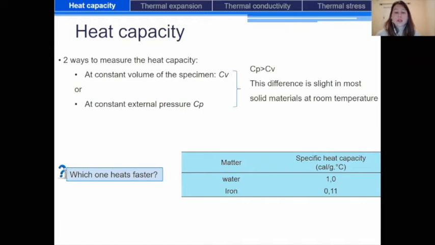So now if we compare the information that is written in this table, so we are comparing water and iron, you can see that the specific heat capacity of iron is much lower than the one of water. So this means, in fact, that it requires lower energy to increase by 1 degree the temperature of iron than the one of water.